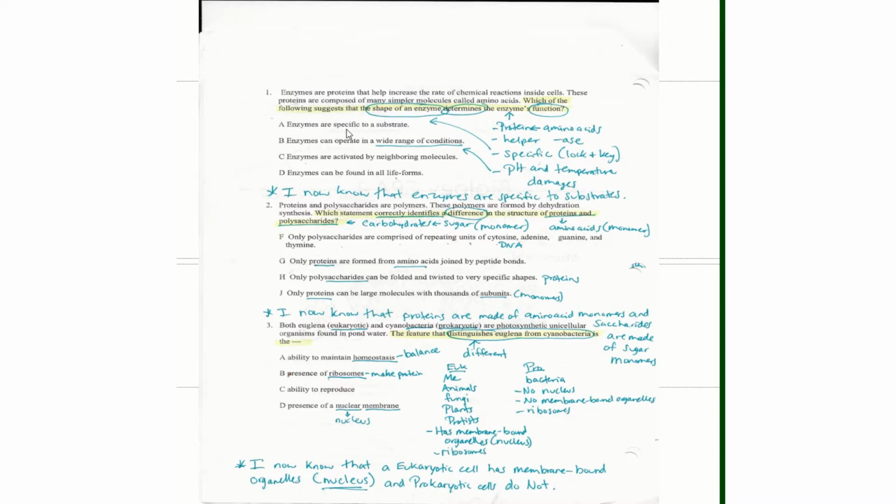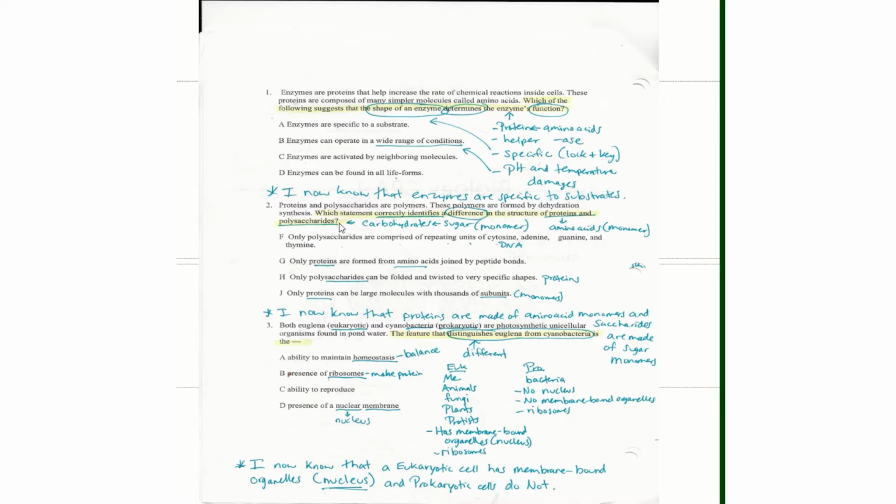So, A, enzymes are specific to a substrate. Yes, that says here. Enzymes can operate in a wide range of conditions. Well, pH and temperature damage them if they're too acidic or too basic or too hot or too cold. Enzymes are activated by neighboring molecules. Maybe. Enzymes can be found in all life forms. Maybe. But what is it asking you? What do we circle? Shape. What about the shape? So a lock and key, those are the shapes, right? That they're specific. I now know that enzymes are specific to substrates.